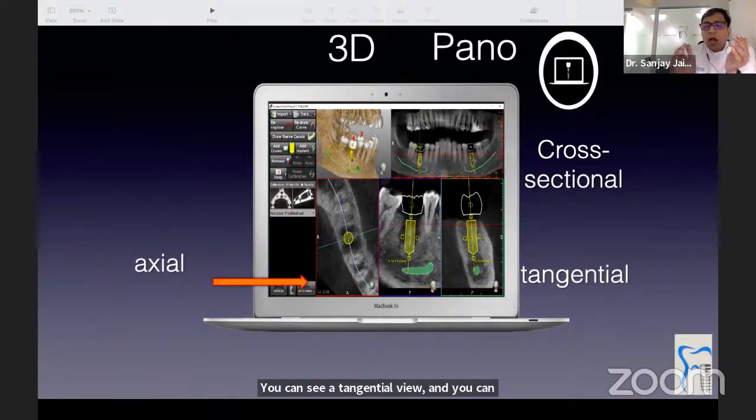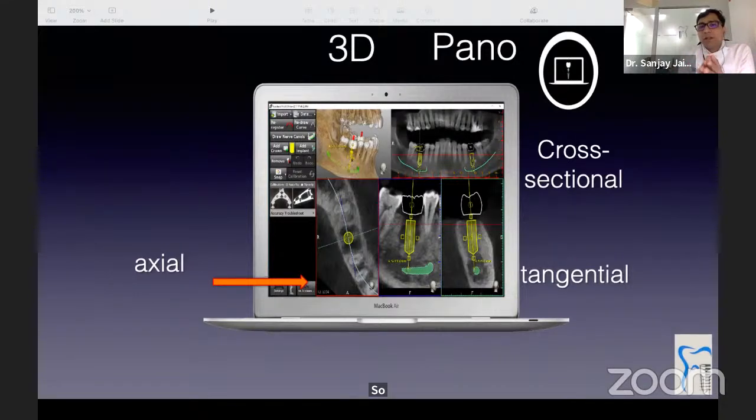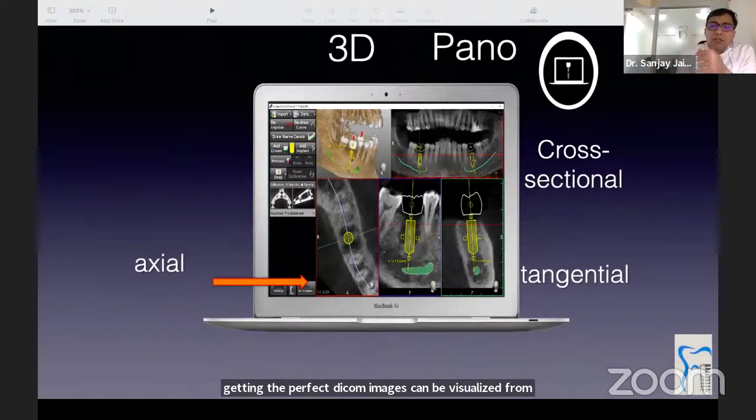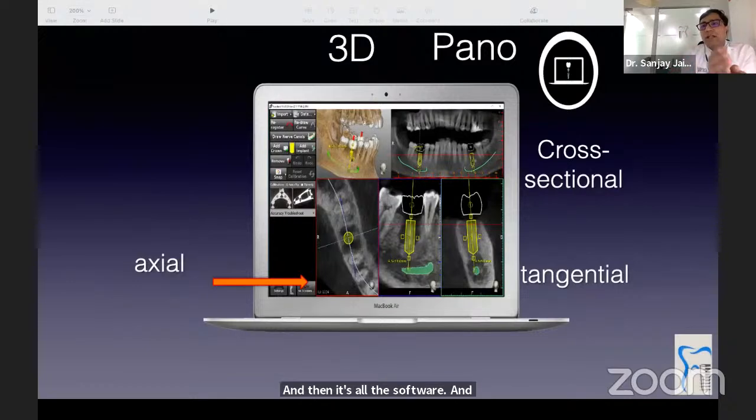So now, great importance is given to getting the perfect DICOM images, which can be visualized from this one software that is planned. So you can see a panoramic, a tangential, a cross-sectional, and an axial image. And let me tell you, friends, this is the one-time DICOM images that you have put in the software. The rest of the time it is the stereoscopic cameras which are working and not the radiographs. So you got my point? The basic data is the radiograph image that you need to have. And then it's all the software and your registration that comes into the picture.